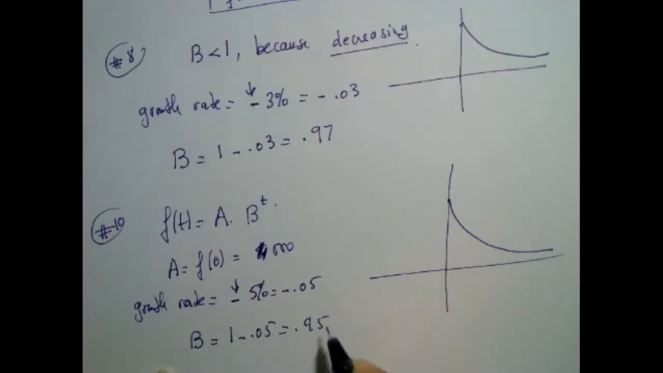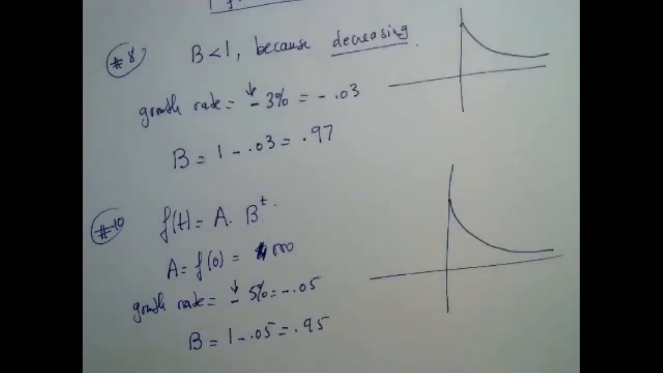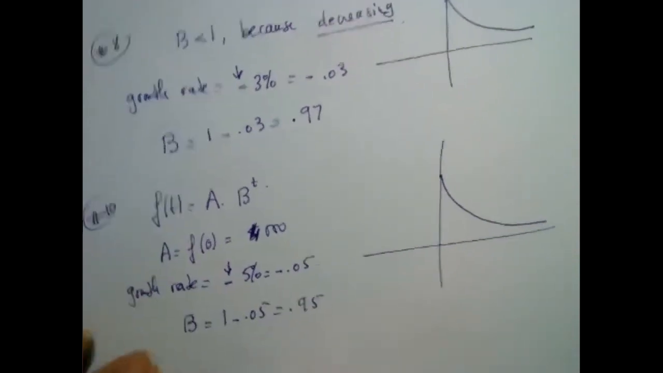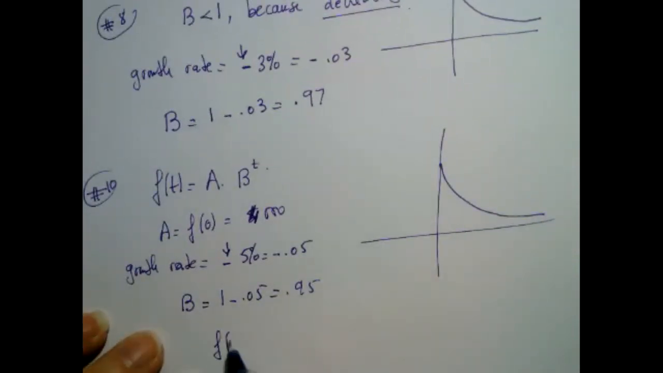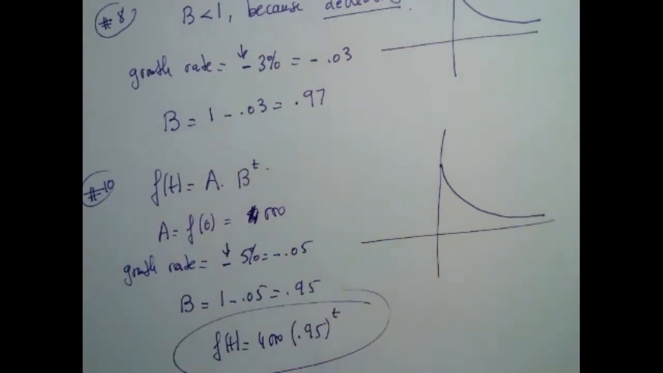It's 0.95. It means every year it's 95% of what it was the year before, because it's losing 5%. So the B is telling me every year it's 95% of what it was. That's where the factor is coming into the picture. So finally, f of t will be 4,000 times 0.95 to the power t, end of the problem.